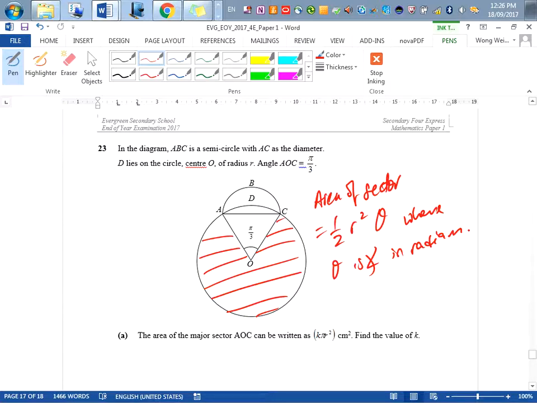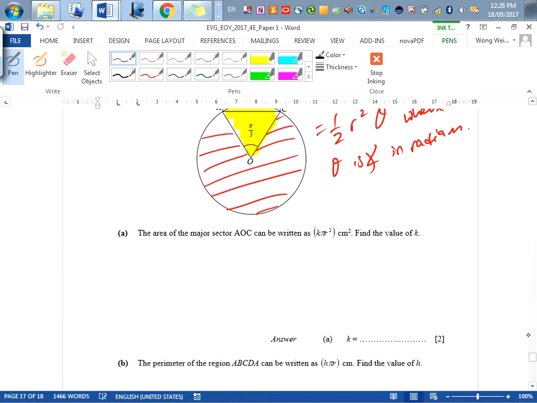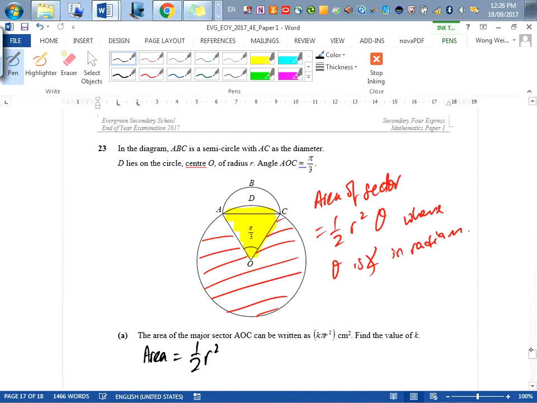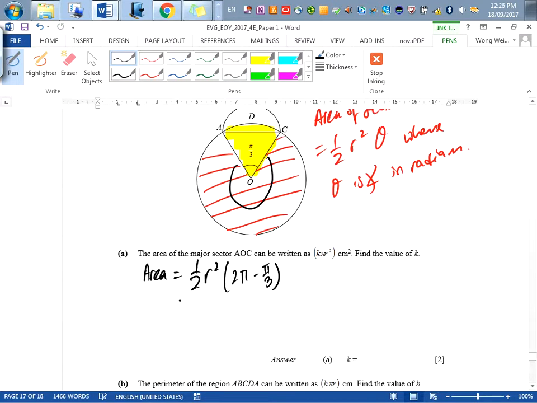Whatever, now if you had written half r squared pi over 3, then you're only finding this area. I want the red area. That gives me half r squared. By the way, what is the radius for this? D lies on a circle, center O, radius r. Okay, so this is r, they don't want to tell you yet. Half r squared theta. What is the angle over here? Yeah, 2 pi minus pi over 3. Then this will be 5 pi over 6 r squared. Therefore, k equals to 5 over 6.